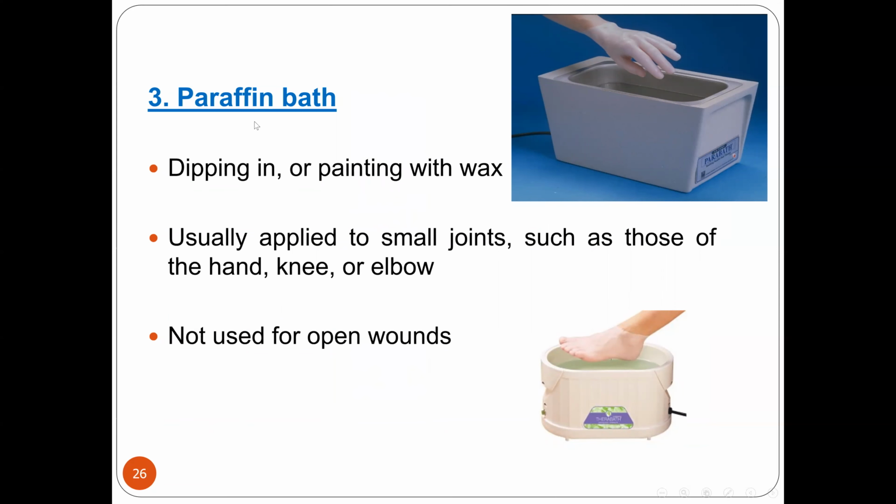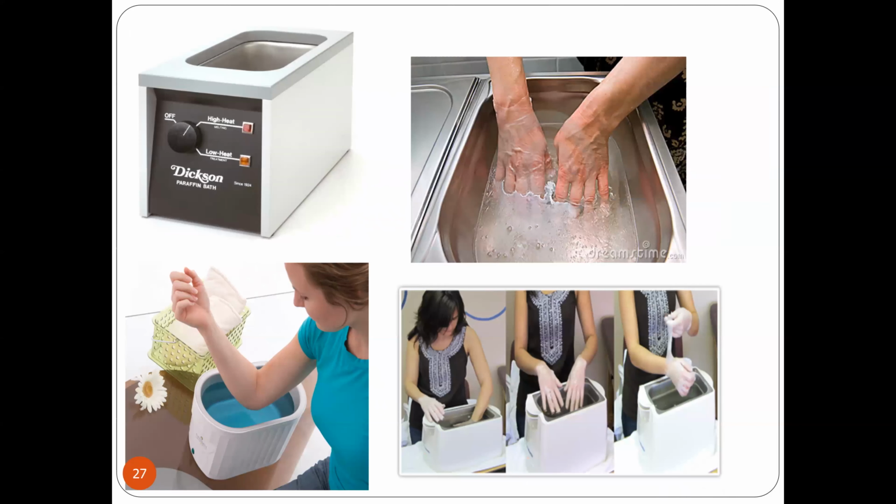The third one is the paraffin bath. We have two techniques: the dipping technique and the painting with wax technique. This is usually done for small joints like the wrist, ankles, or the knees, and should not be used over open wounds. This is the dipping technique for tennis elbow. This is the painting technique for tenosynovitis of the hands. And these are both techniques, the dipping and the painting technique.